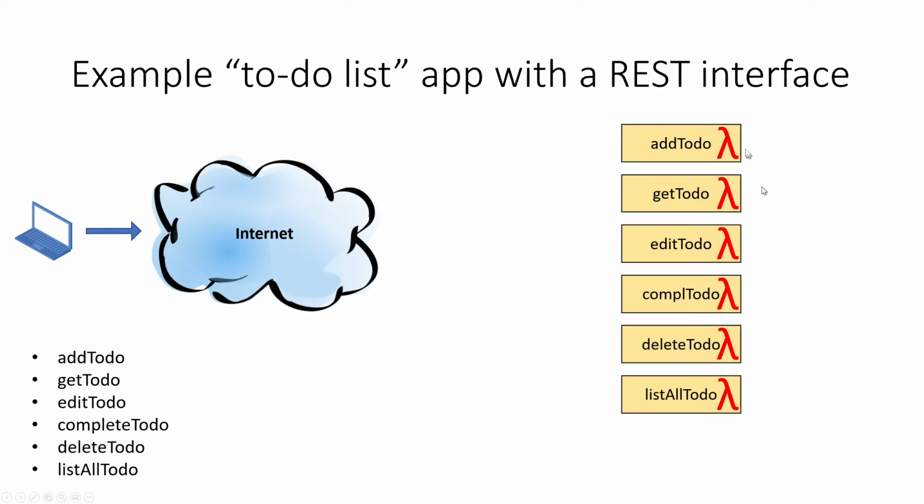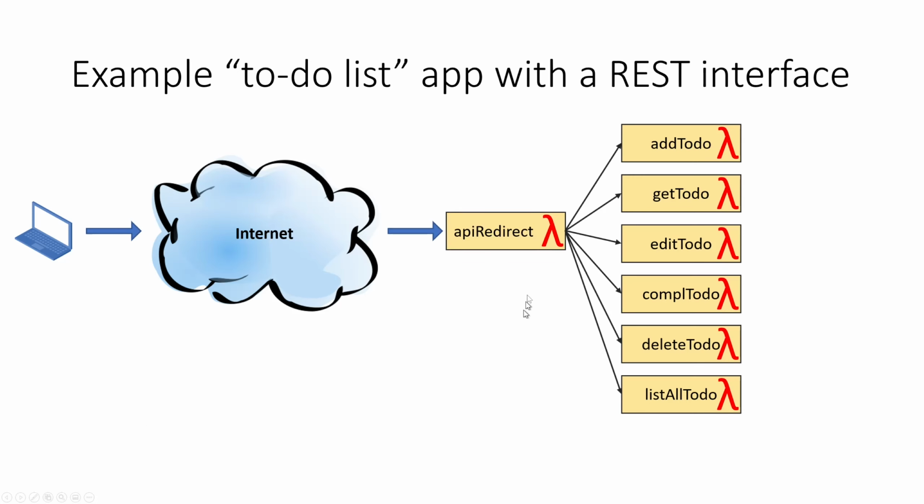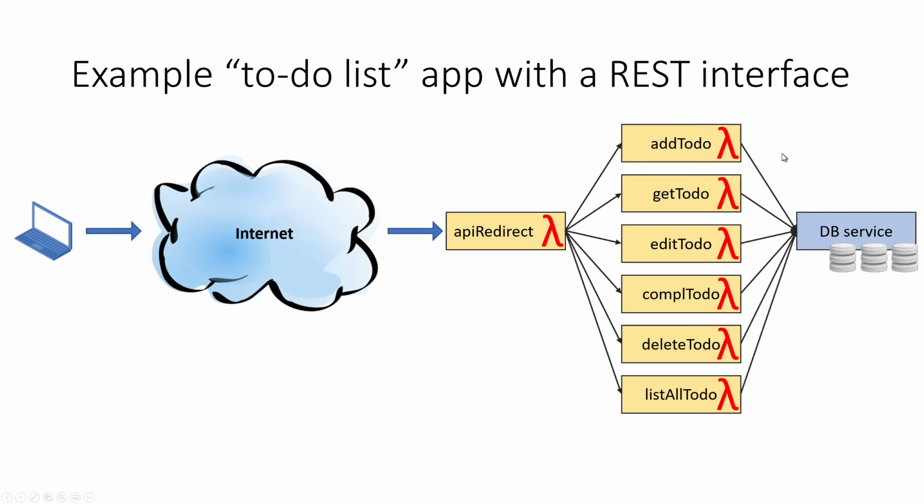To get the application to work, we also need something to redirect the client requests to our functions. So we might also write another function that's just called API redirect. It's going to get the requests, see which function it's intended for, and then call the appropriate function. And we might also connect our functions to a database service.